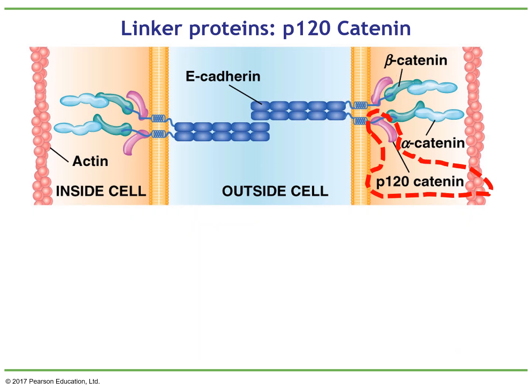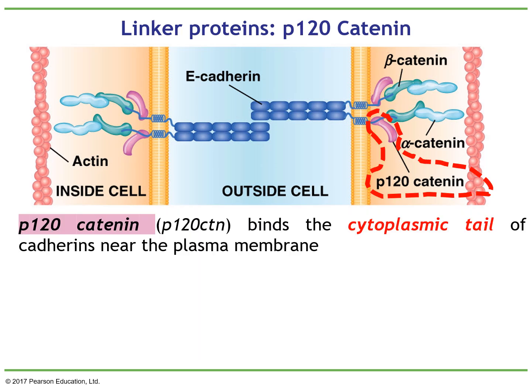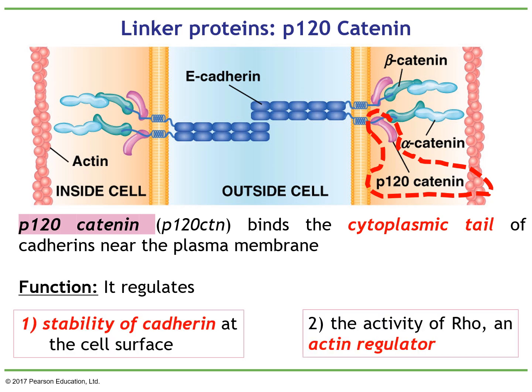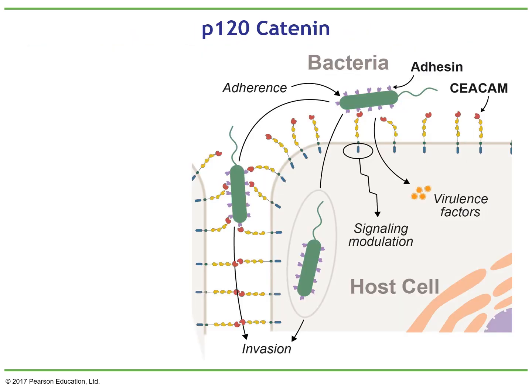So you have this P120, and you can study this for the test, that they attach to the cytoplasmic tail. Here is the one that, I tried to color code it for you. You think that they attach to the tail of the cadherin, and it helps to regulate the cadherin, to stabilize it, to regulate it. And I need to talk about Rho in the following classes.